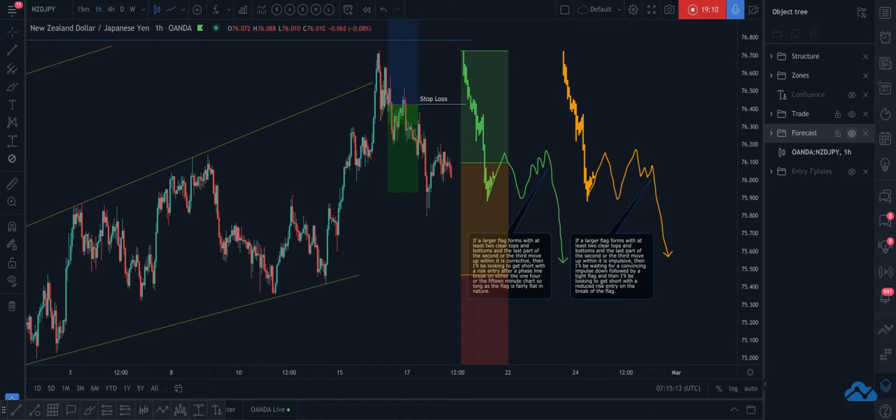I'm going to monitor my Euro Yen order in a minute and adjust that accordingly.